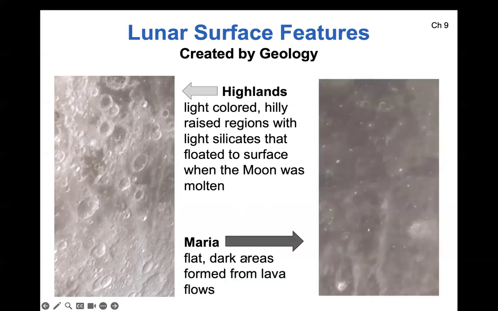The maria are flat, dark areas formed from lava flows. So we've got light, highly reflective areas, and then we have darker lava flows that have fewer craters. Okay, so the flatness has a lot to do with the lack of cratering on the maria. And it's not an absolute lack, it's just a dramatic difference. There's about 10 times the craters per square kilometer on the highlands than on the maria.